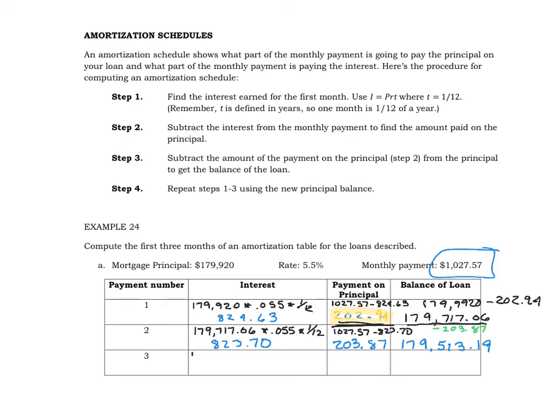All right, so again, step 1, find the interest earned on, in this case, the 3rd month. So my new principal is $179,513.19 times the rate times the time, and I get $822.77. See how the interest paid seems to be decreasing steadily.